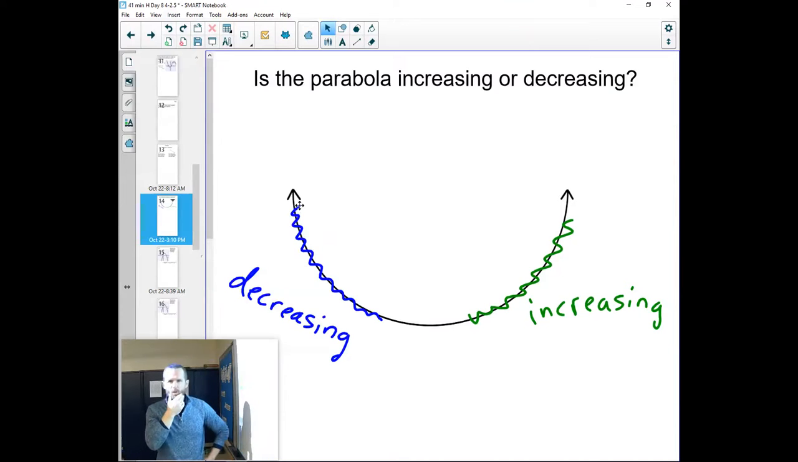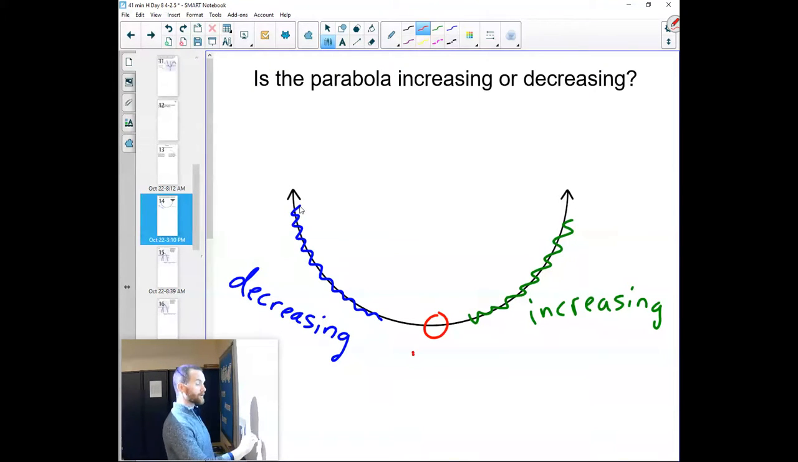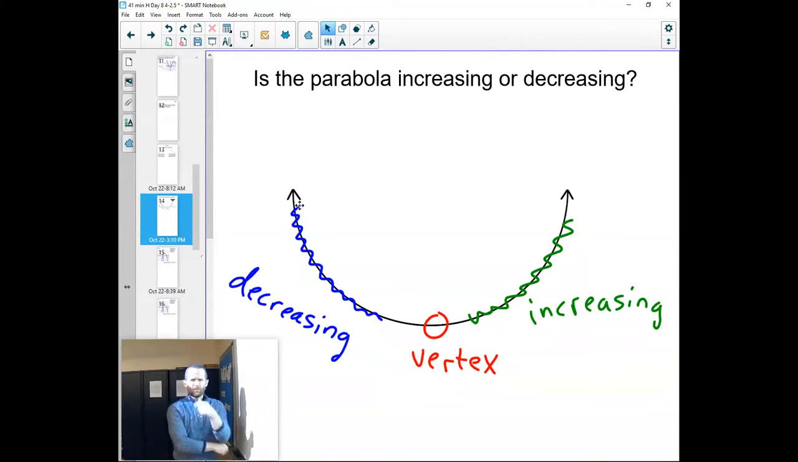So the question I have for you, where is the point where it switches from increasing to decreasing? Hopefully you're saying it's this point right there, the vertex. So let's talk about that vertex right there. At the vertex, is this parabola increasing or decreasing? Well, it's doing neither. The vertex is where it switches.